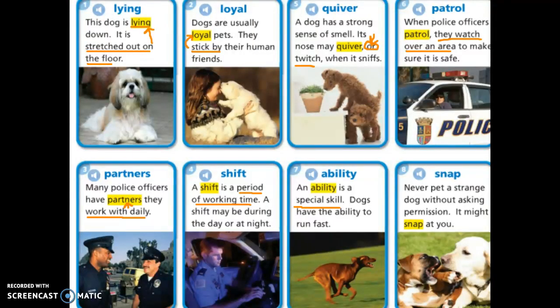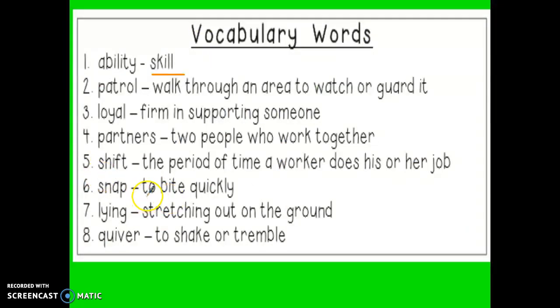Snap. Never pet a strange dog without asking permission. It may snap at you. Okay, the picture here gives us a pretty good clue what snap means. But when you read the text, you kind of have to have some background knowledge here to help you with this one. It says, never pet a strange dog without asking permission. So if you have background knowledge or any experience at all with strange dogs, you may know that when you approach a strange dog that may not know you or be comfortable around you, they can bite at you or snap at you. Okay, so my background knowledge kind of helped me with this word, snap. Okay, snap means to bite quickly.